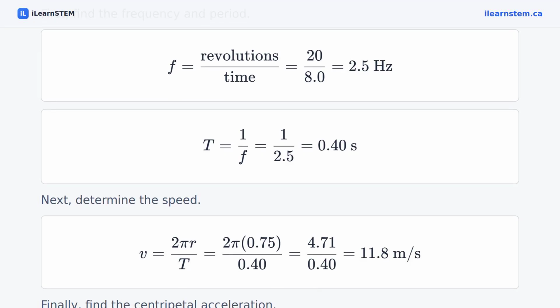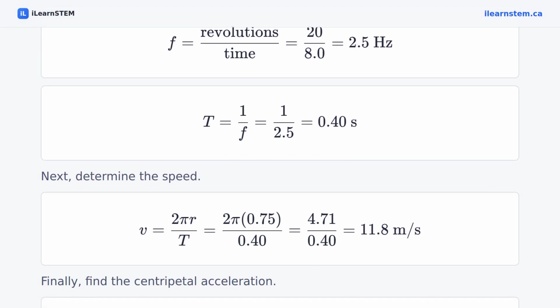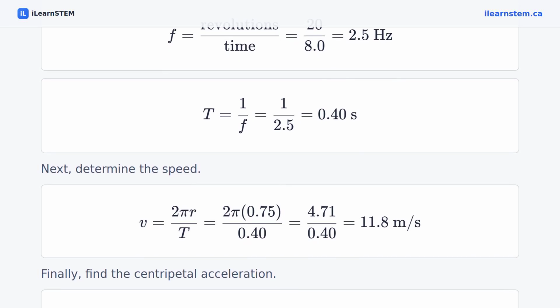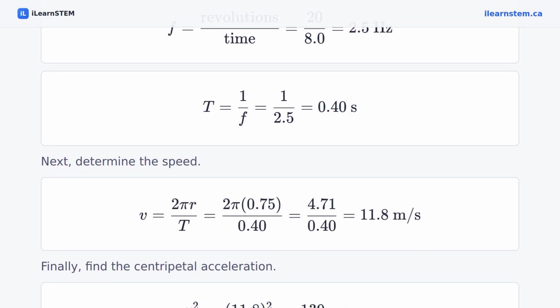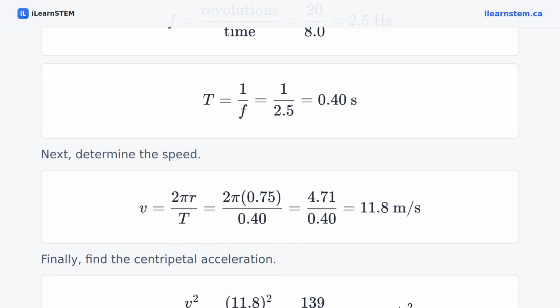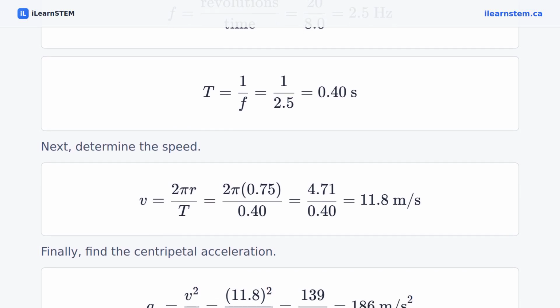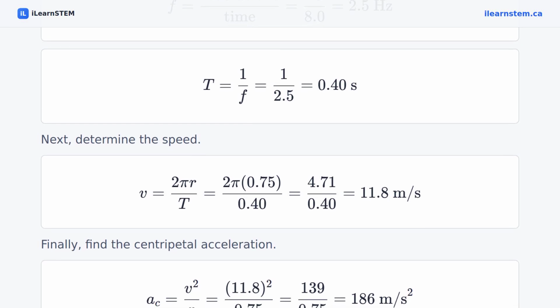Finally, we find the centripetal acceleration. Centripetal acceleration equals speed squared divided by radius. 11.8 squared is 139, divided by 0.75 gives 186 meters per second squared.